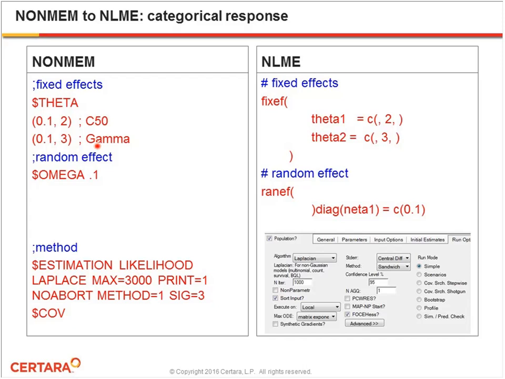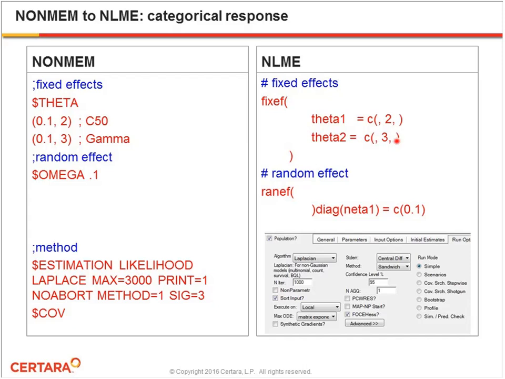And this is a value you can also get from the plot. For the random effect, the omega matrix, we only have one random effect, eta 1, which is set to 0.1. On the right-hand side, PML code, fixed effects, we're using the fixef statements, with theta 1 and theta 2 defined within these brackets. And here, with a vector notation, c, lower boundary, comma, initial estimate, comma, upper boundary.